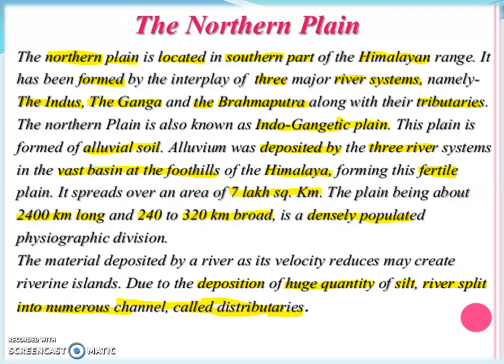These plains are made of alluvial soil. Alluvial soil is mostly deposited by these three rivers, the Ganga, the Indus, and the Brahmaputra. So these vast basins are always placed in the foothills of the Himalaya. These are very fertile and mostly suitable for agriculture. The total area covered by the Northern Plains is 7 lakh square kilometers, and the length of the Northern Plains is 2400 kilometers, and the breadth is 240 to 320 kilometers.